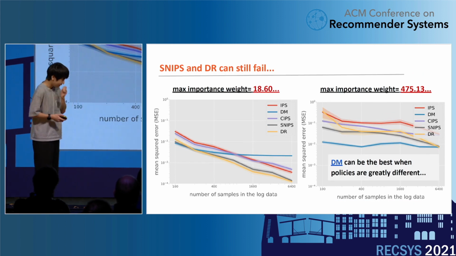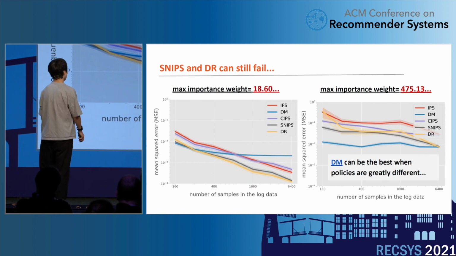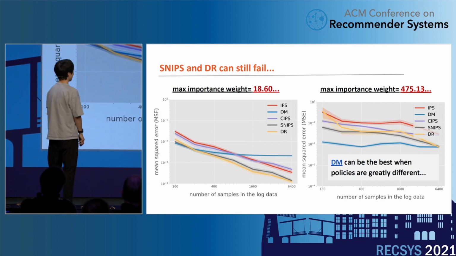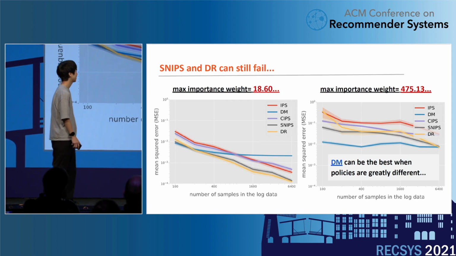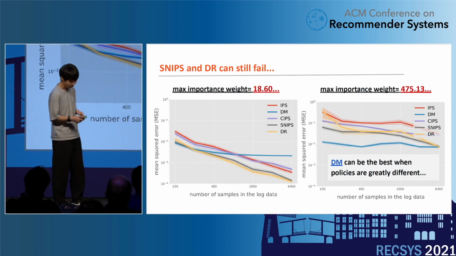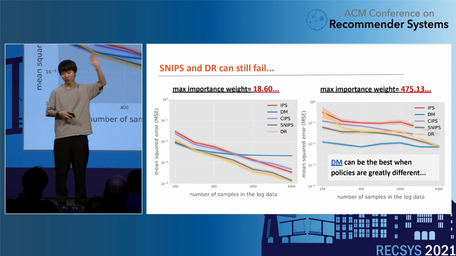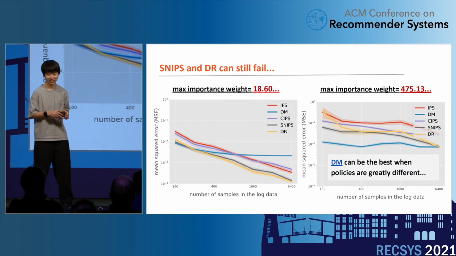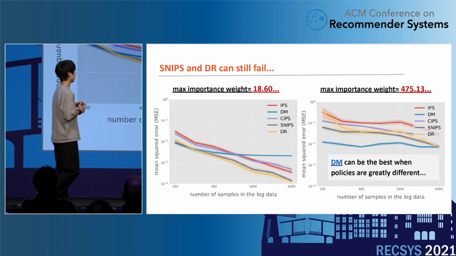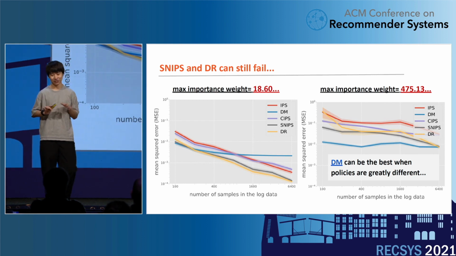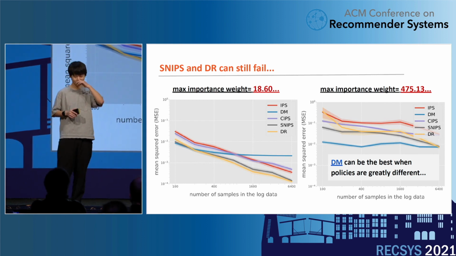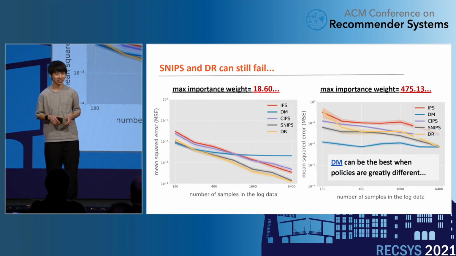And looking at the right-hand side result, we see completely different observations. Now the blue line, the extreme, very old, ancient estimator, the biased estimator, the direct method, is universally the best estimator in the right-hand side result. So that's the critical difference, I think.